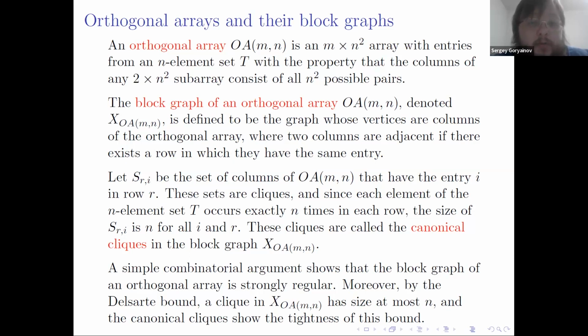The block graph of an orthogonal array OA(m,n), denoted X_OA(m,n), is defined to be the graph whose vertices are columns of the orthogonal array, where two columns are adjacent if there exists a row in which they have the same entry.